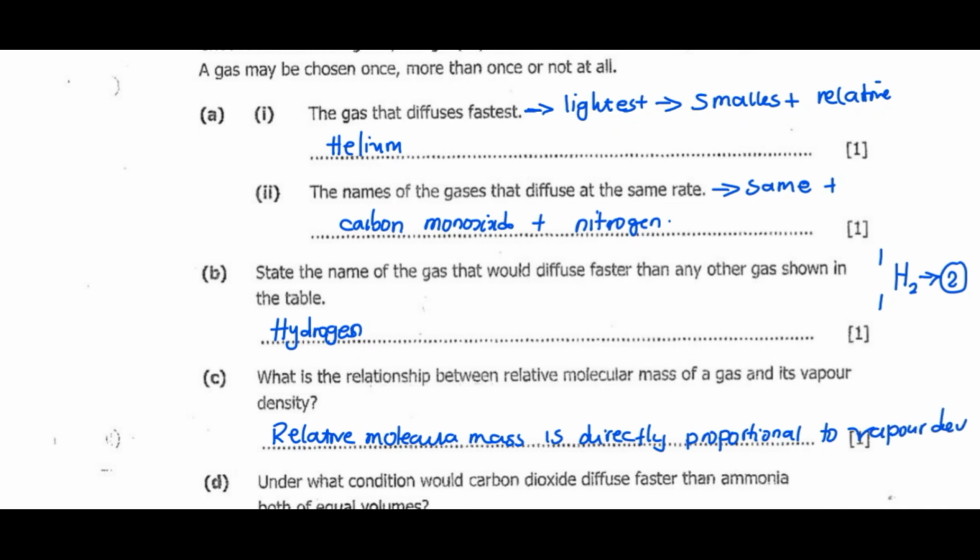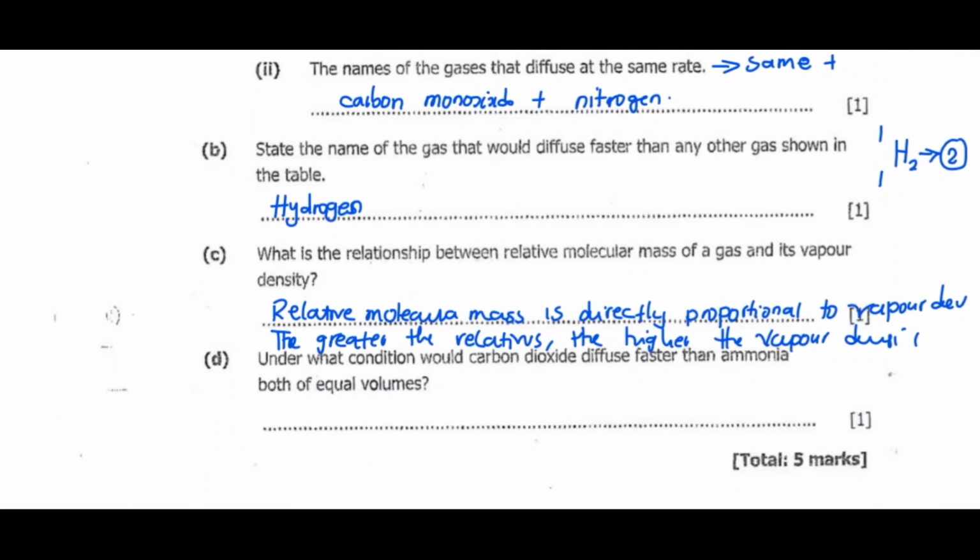Or if you want, you can also say the greater the relative molecular mass, the higher the vapor density. Now, question D: under what condition would carbon dioxide diffuse faster than ammonia, both of equal volumes?